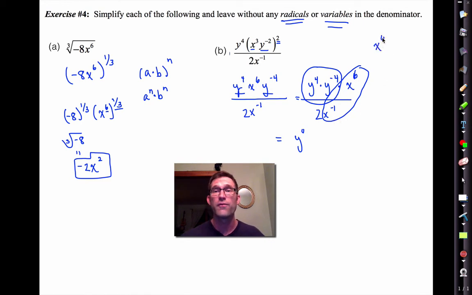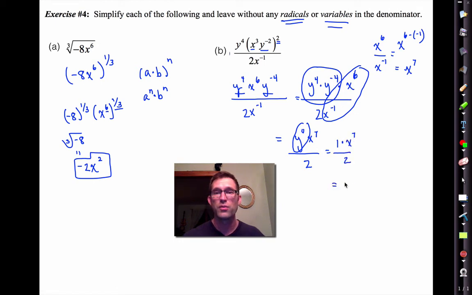In fact, if we faithfully apply the exponent law that says that when we divide two quantities, we subtract their exponents, right? Then what we see is that that's going to be an x to the 7th. Then we're just left with that 2 in the denominator. Of course, my final step would be to recognize the fact that y to the 0 is 1. So I'll have 1 times x to the 7th divided by 2, or just simply x to the 7th divided by 2. That's it. Looks like a beast of a problem, but it actually simplifies down quite nicely.